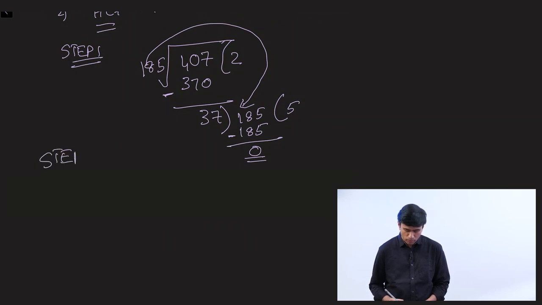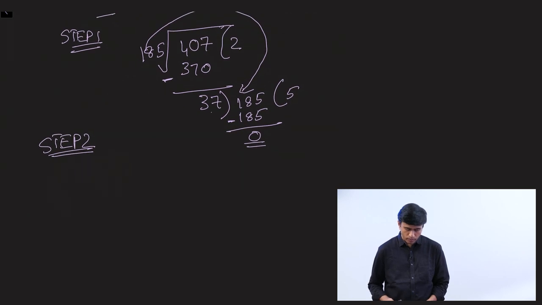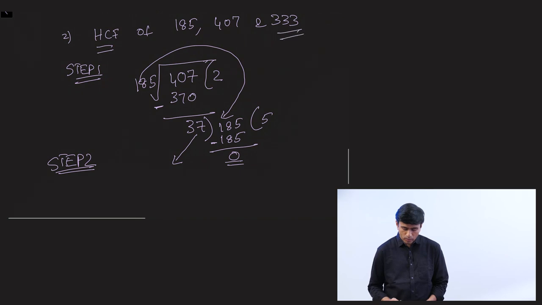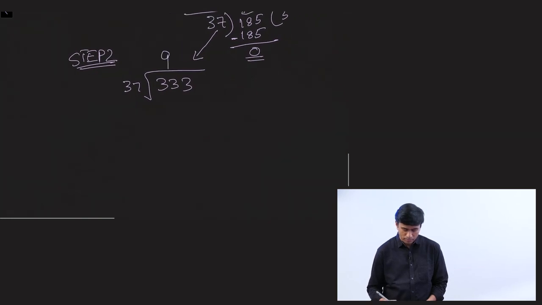Now, step 2, we take this 37 and divide it with the third number, 333. So, 333 is divided by 37. Let's see. 37 goes 9 times. 37 nines are 333. We get the remainder 0.